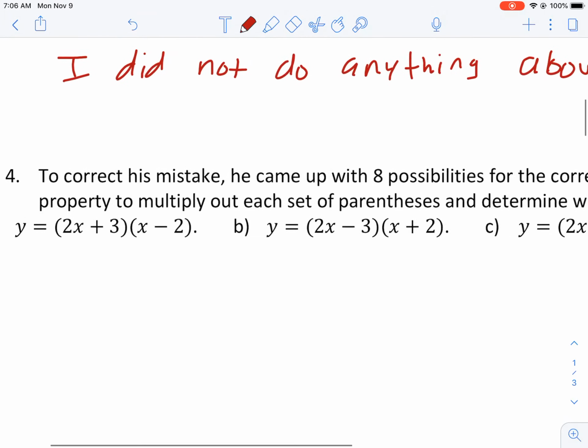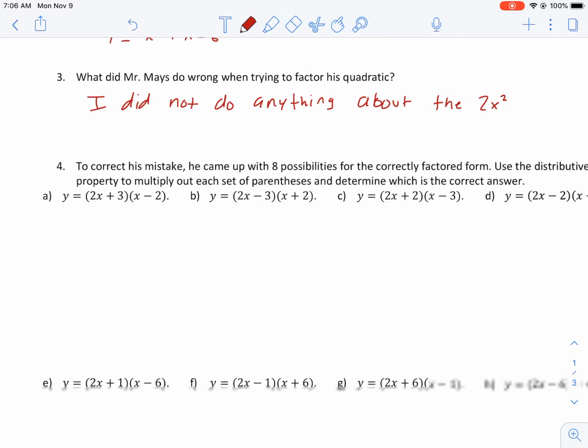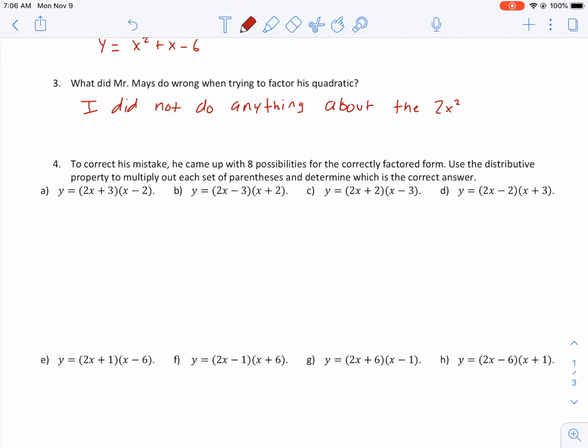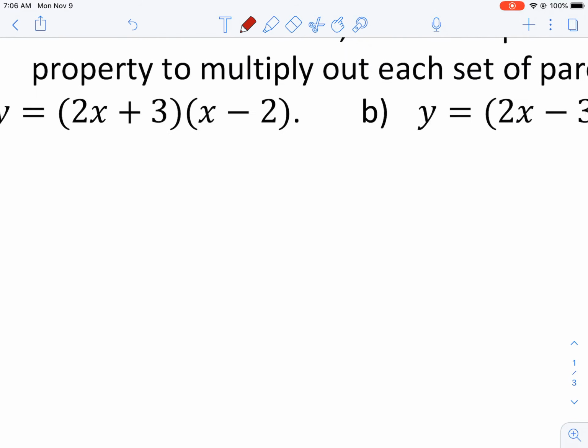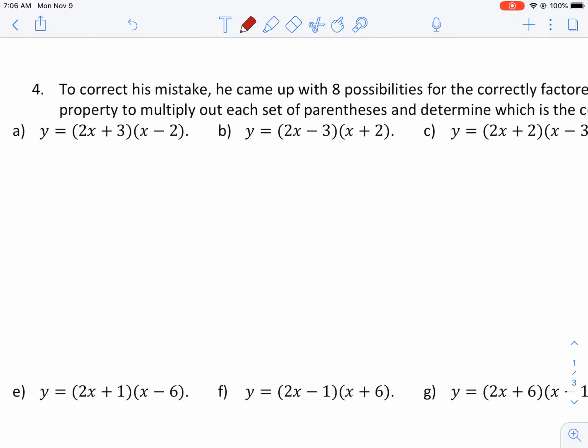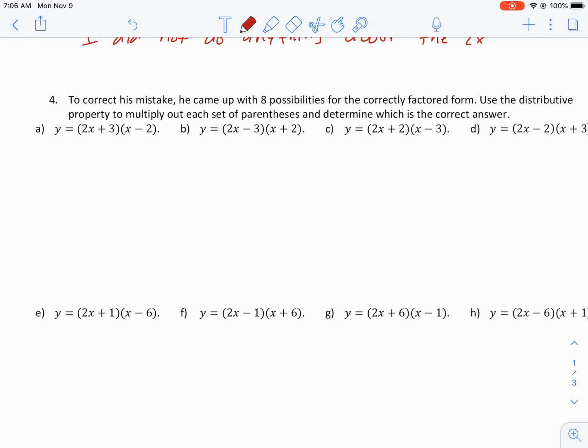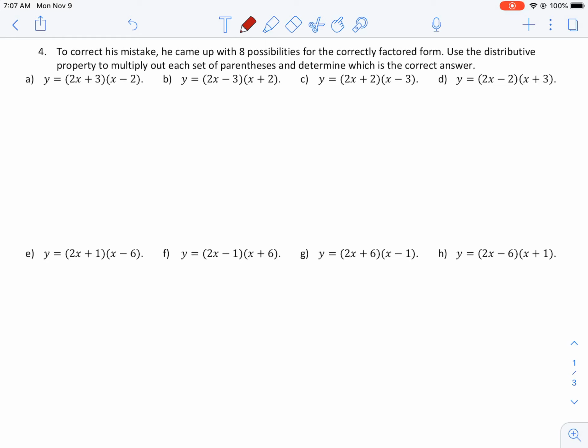So I found all the possible answers to this problem, all right? There are a lot more combinations now than there were before, because now we've got this 2 out in front. So should the 2 go here? Should the 2 go here? What should be positive? What should be negative? This is a harder problem. There are more possibilities. I know this is a lot, but I actually want you to go through all 8 of these and multiply them all out.